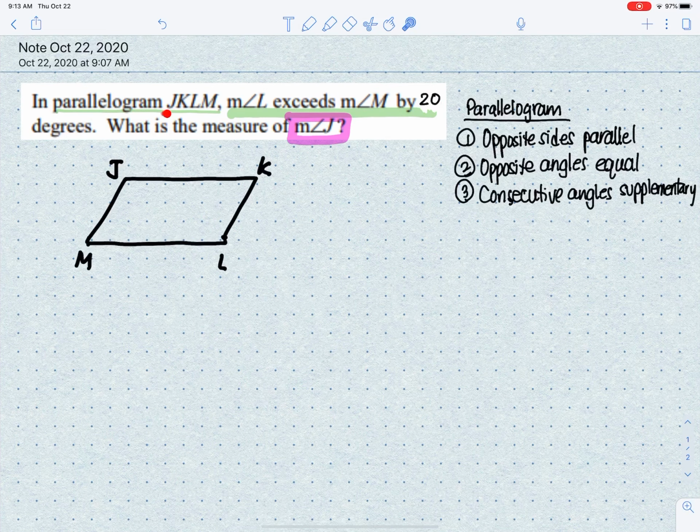In parallelogram JKLM, measure of angle L exceeds measure of angle M by 20 degrees. What is the measure of angle J?